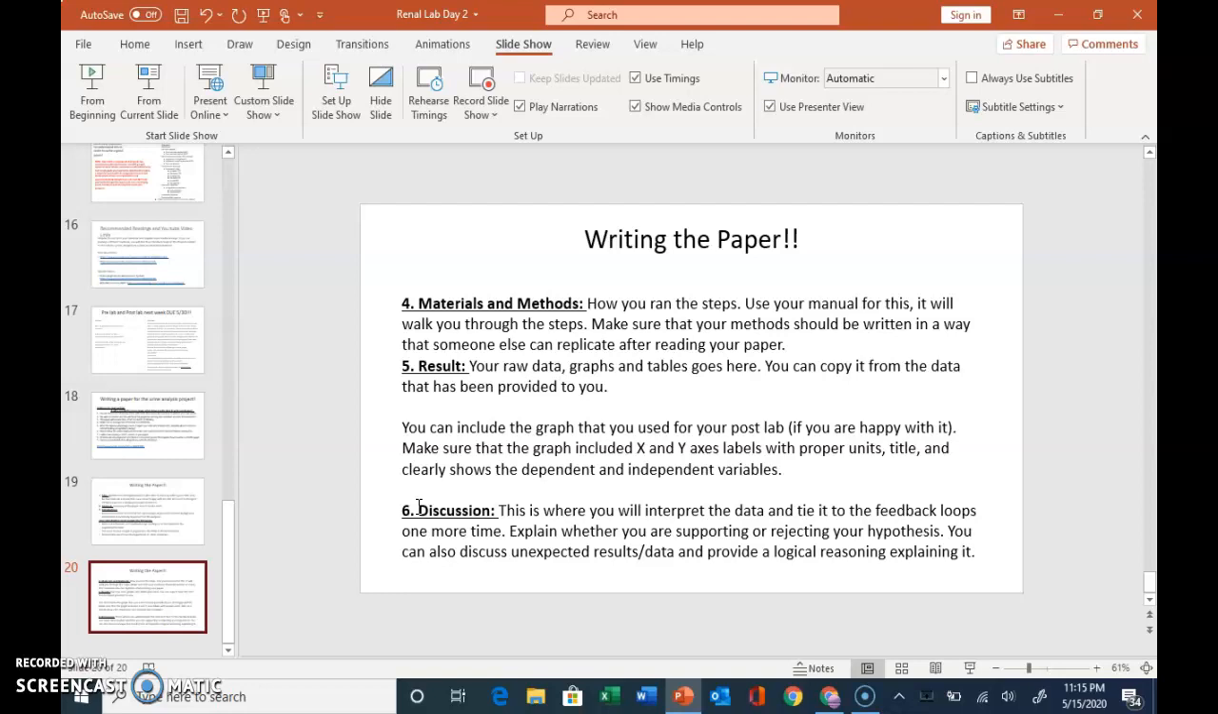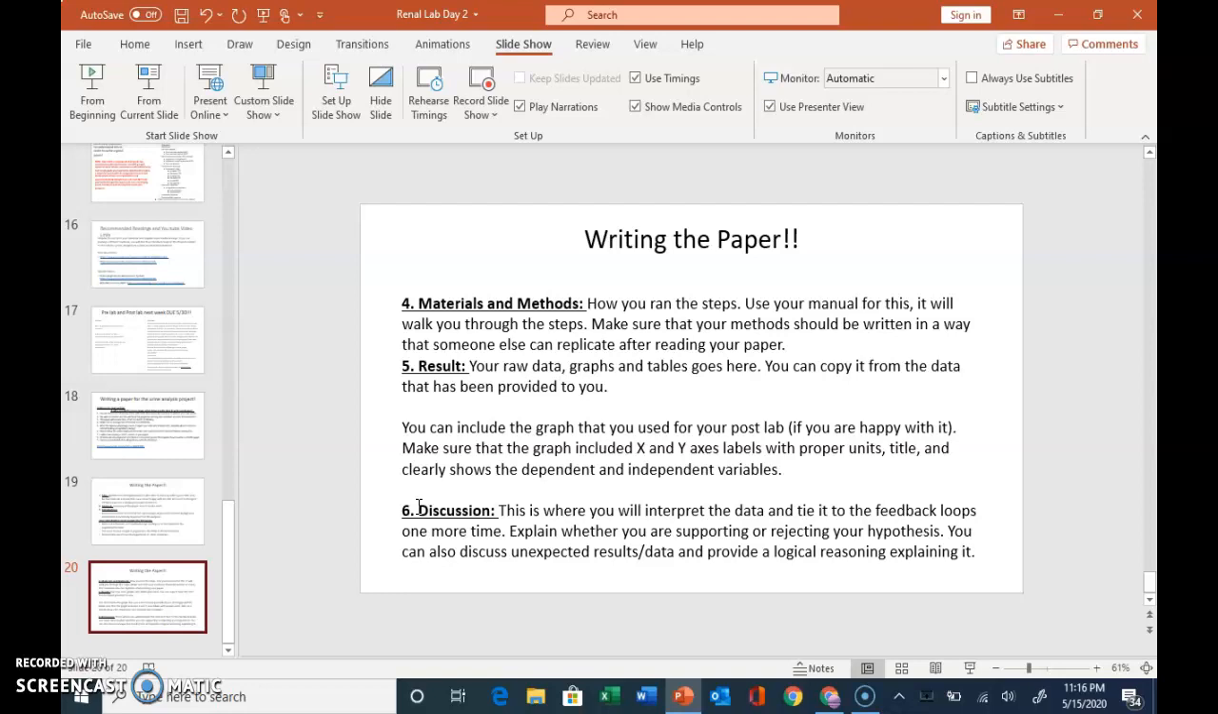Then finally comes a discussion. This is where you will interpret the data and tie it to the feedback loops and try to explain your understanding of the material. Explain whether you support or reject your hypothesis at the end. And if you find any unexpected result or data, this is the place where you discuss it, and you can also explain how to improve this. It's actually a place where you can troubleshoot. So that's all about the second part of your renal lab, which talks about the experimental drink.